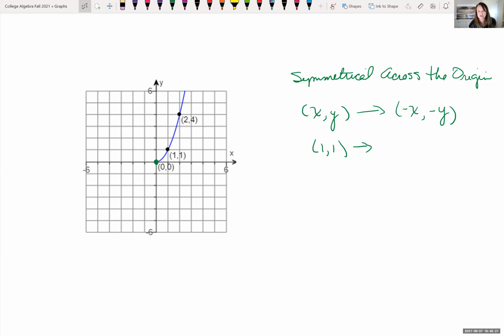Let me just pause. Okay, 1, 1 now becomes negative 1, negative 1. And that point 2, 4 now becomes negative 2, negative 4. And so just plotting them, negative 1, negative 1, negative 2, negative 4 will be about here. And so if we folded this paper in fourths across the x-axis and the y-axis, this is what it would look like, a mirror image of that. So given a graph or part of the graph, and given that it's symmetrical across something, you should be able to complete the rest of the graph.